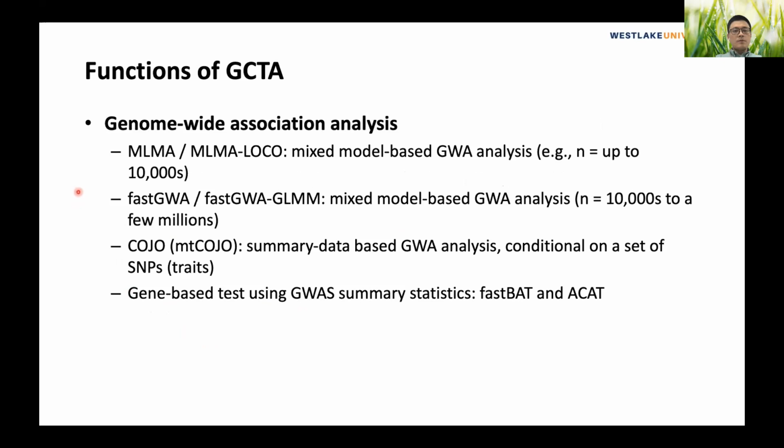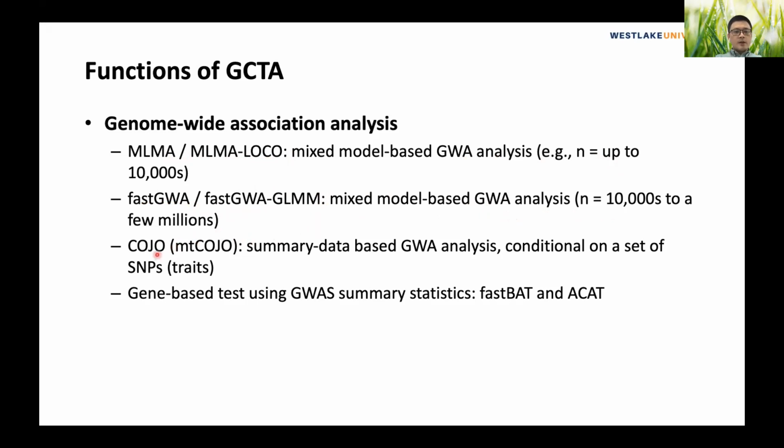In module number 2, we have a couple of GWAS methods, and there are two mixed linear model-based GWAS tools called MLMA and fastGWA. So if your sample size is not so large, you can use MLMA, or MLMA leave one chromosome out. If your sample size is as big as the UK Biobank or even larger, you can use fastGWA, or fastGWA-GLMM if the phenotypes are binary.